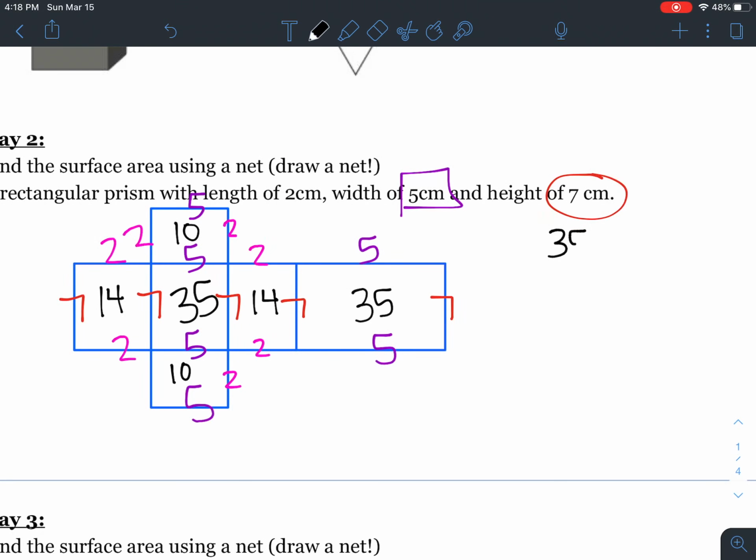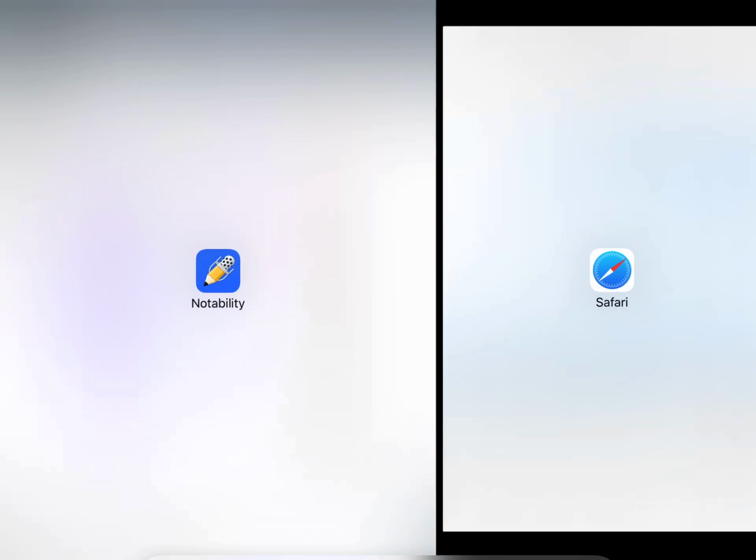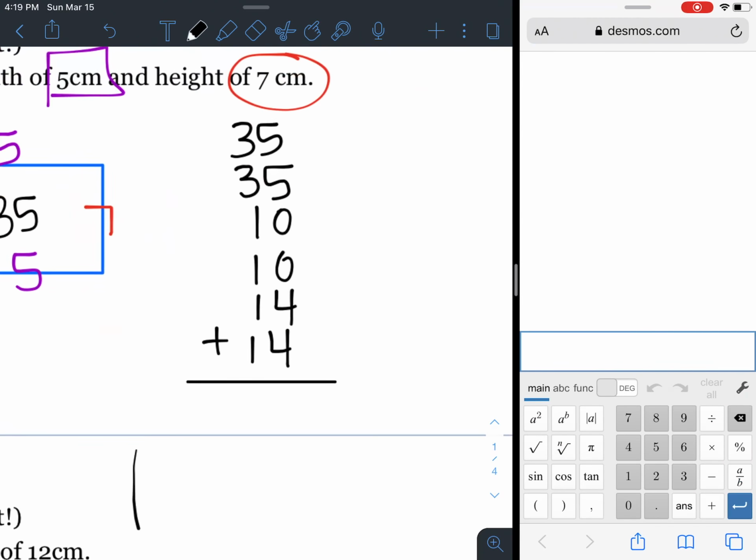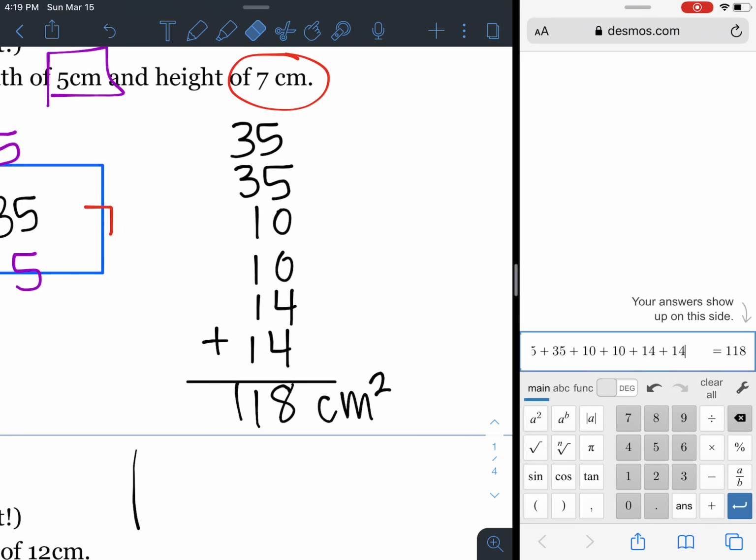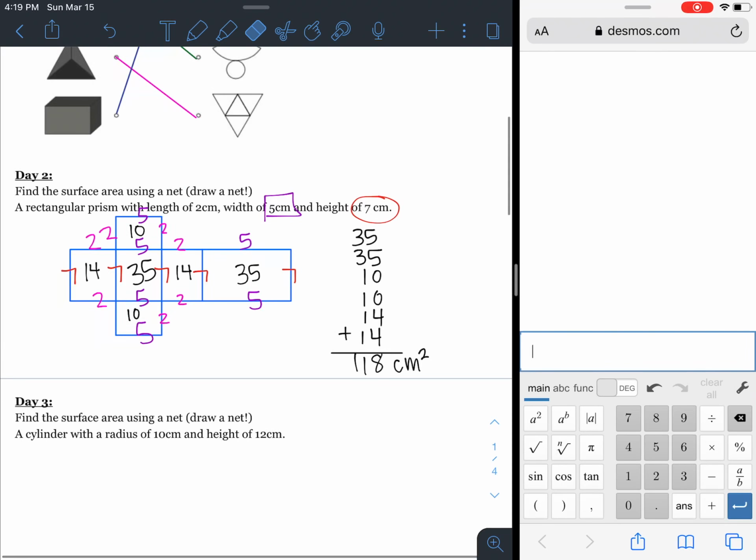And then to find the total, you add them all up. Remember, you should have 6 sides, and there should be 2 of each number. And it's fine if you use a calculator for these. So we've got 35 plus 35 plus 10 plus 10 plus 14 plus 14. 118. And our label would be centimeters squared. It's surface area, so it's still area. That's it for day 2.